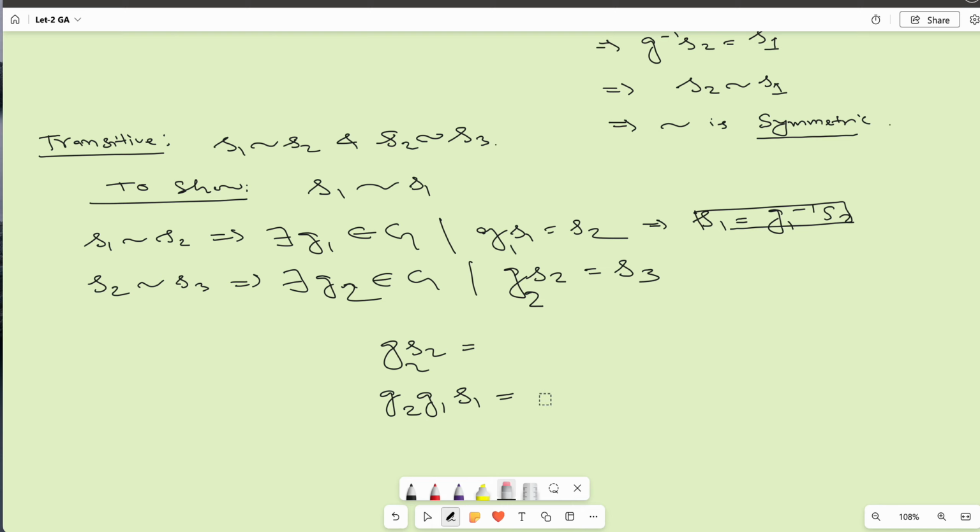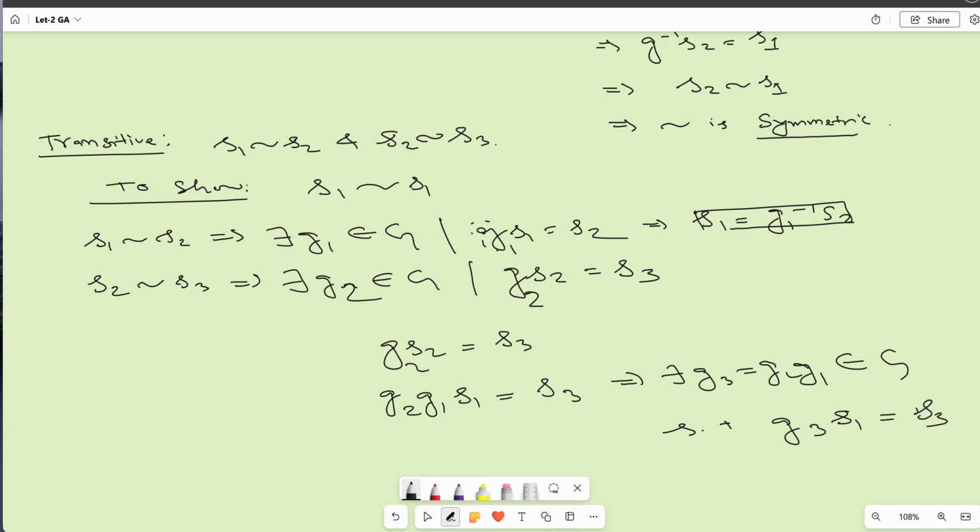So from the first equality, G2 of S2 equals S3, right? And what is S2? S2 is G1 of S1. So G2 of G1 of S1 is still equal to S3, right? This implies that there exists a G3, which is equal to G2 G1 inside G, such that G3 of S1 equals S3, right? So this is the transitivity.